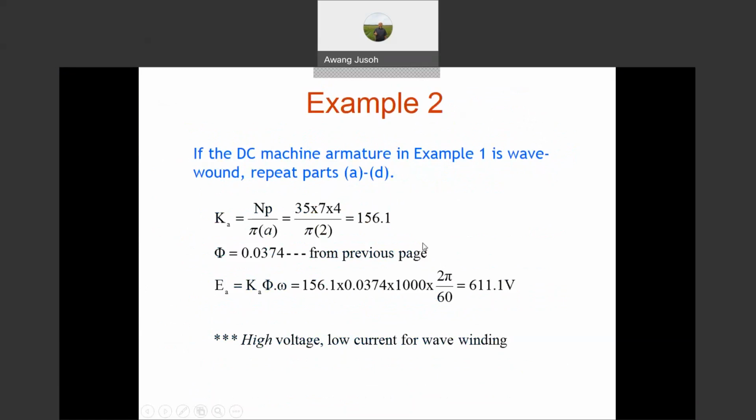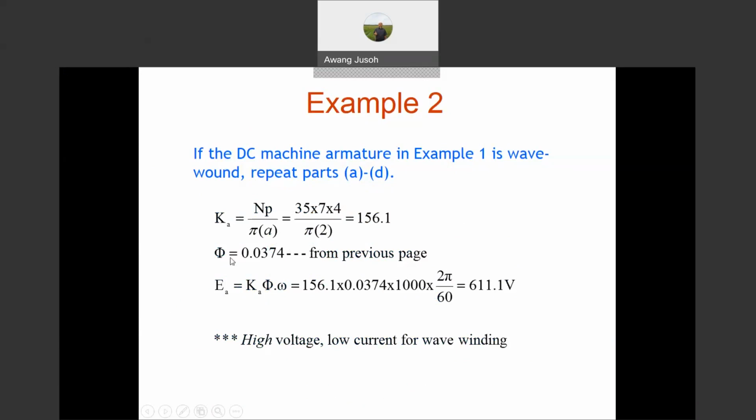So here I just show you for Ka first, find the Ka first. So Ka equal to NP divided by pi A. N just now, 35 multiplied by 7 multiplied by 4, all right, divide by pi, but A is equal to 2 now. Why? Because it's a wave winding, wave wound. So we got 2, then we got 156.1 for Ka.